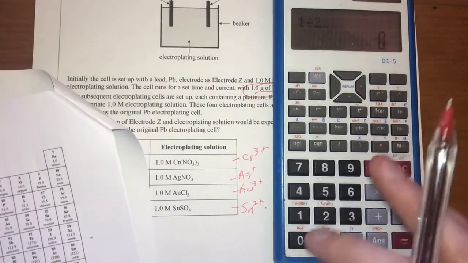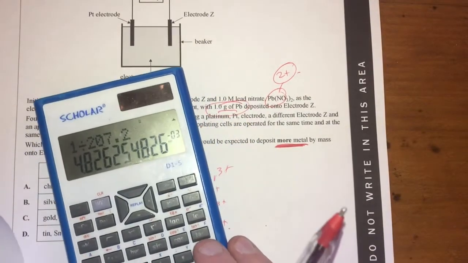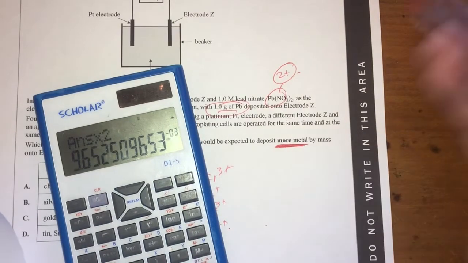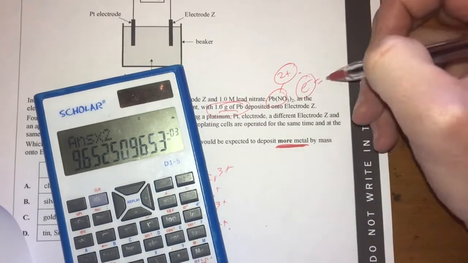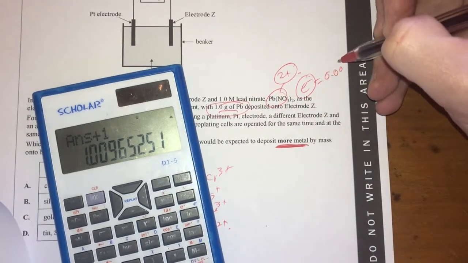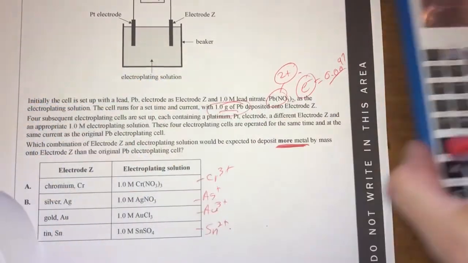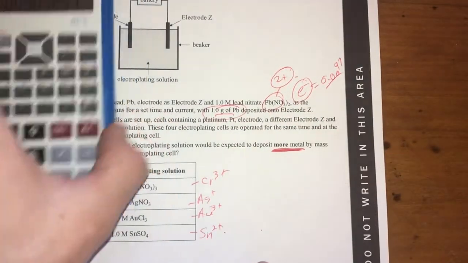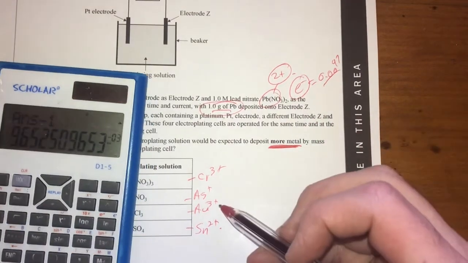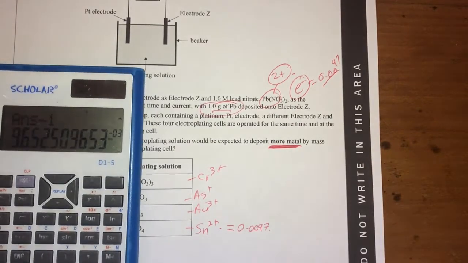So 1 divided by 207.2 gives me how much mole of lead there was. So that's how much mole of lead there is. There'll be twice as many electrons because it's a 2 positive charge. So therefore, the electrons are going to be equal to 0.0097, for example, of mole of electrons. So what does that mean? That means that I can look at that and say, right, take away 1, that gives me my number here. So the tin is going to have 0.0097 mole of electrons as well.